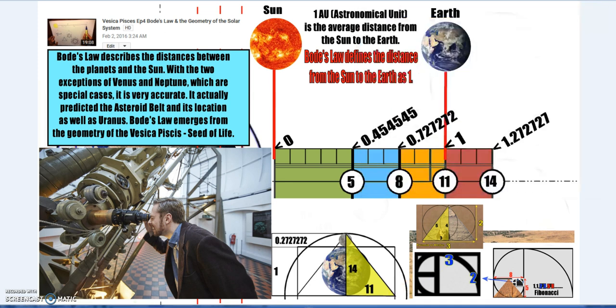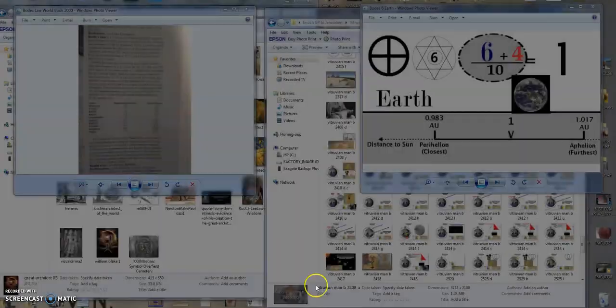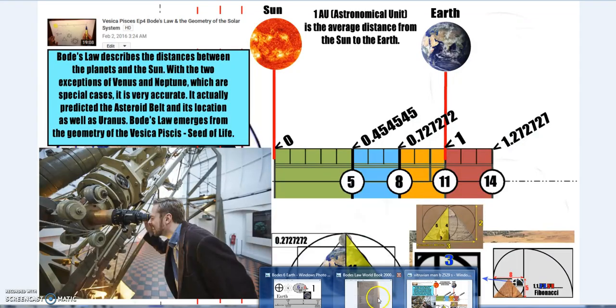Earth is 6. Bode's law follows the same principle. You start with this number, plus 4, divided by 10. So Earth is represented by the 6-pointed star. 6 plus 4 equals 10, divided by 10 is 1. Bode's law predicts where Earth is. Okay, so that's Earth. Now, the same rule applies.